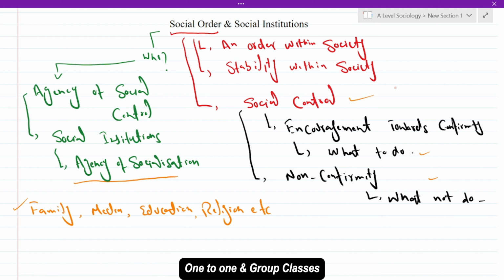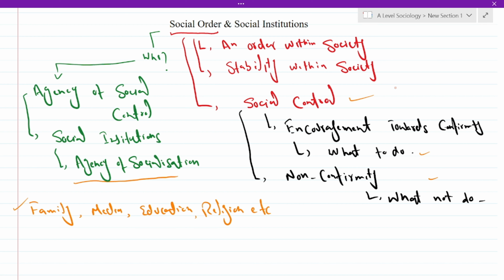Family, for example, will tell you this is something you have to do and this is something you have not to do. It means that they are trying to control your behavior. So by controlling the individual behavior, they bring order into the society. Same goes with religion. Religion will tell you this is something you have to do and this is something you don't have to do. Why are they saying that? Because they want you to control your behavior. By controlling your behavior, they want to bring order into the society. Same goes with education.